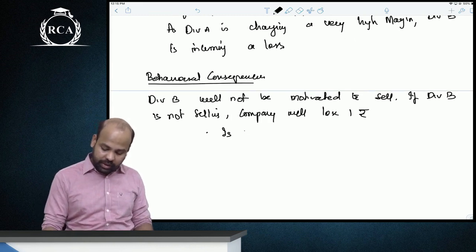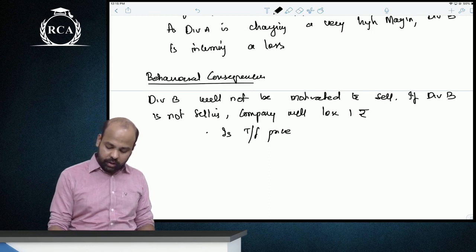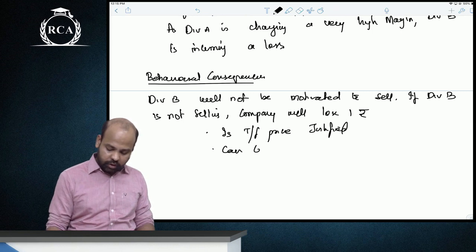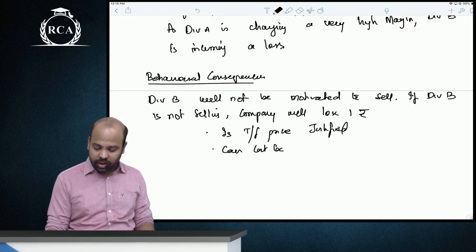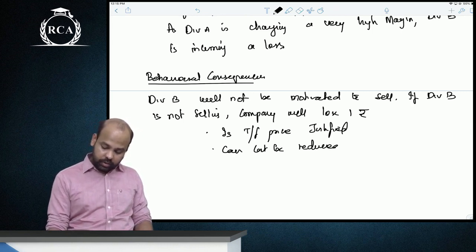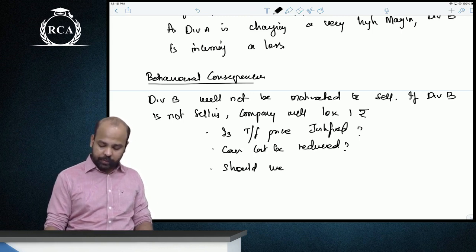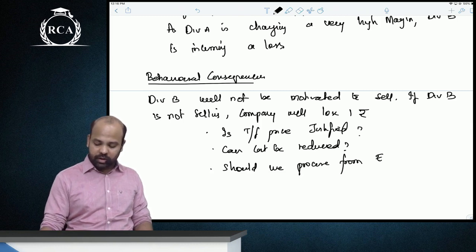Is transfer price justified? Can cost be reduced? Should we procure from outside market? Should we procure from external market? All of these questions will arise beta.